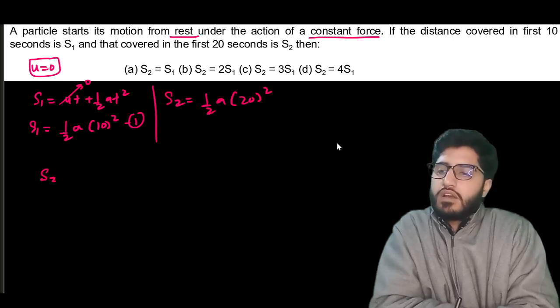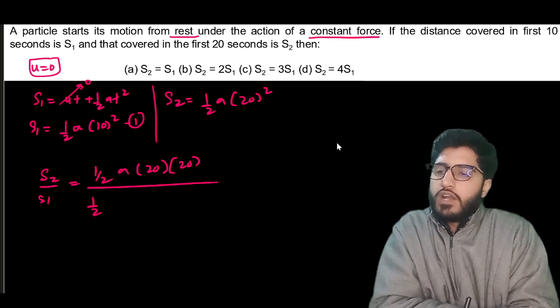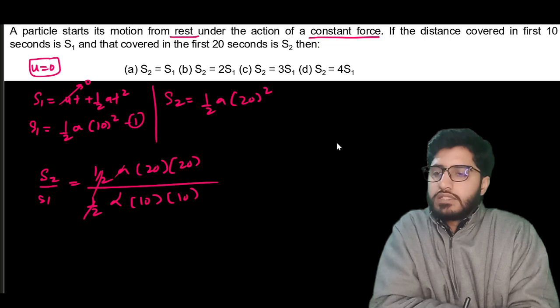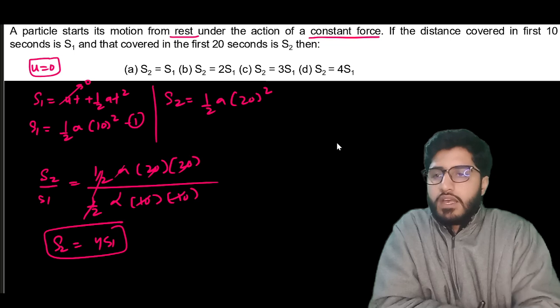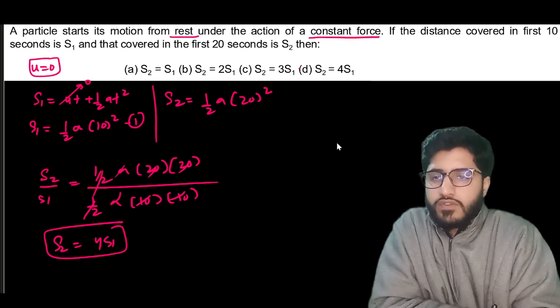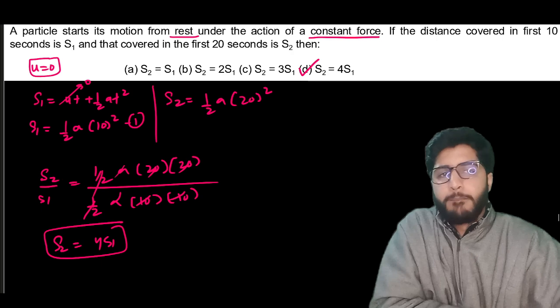Now, if I take the ratio of these two, so we have 1 by 2 a into 20 into 20 whole divided by 1 by 2 a into 10 into 10. Cancel out. So we have 4. So S2 came out to be 4 times S1. S2 is 4 S1. Option number D is the correct one.